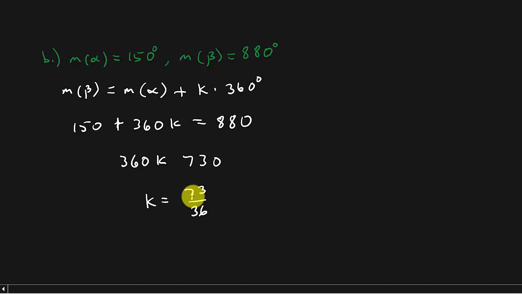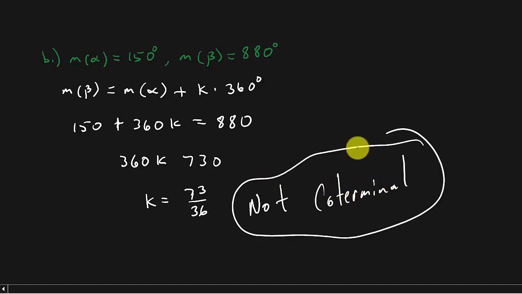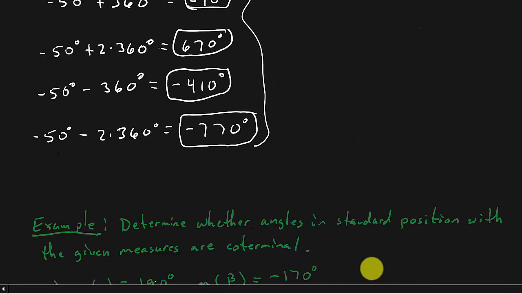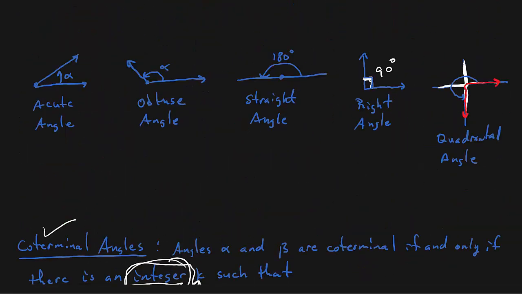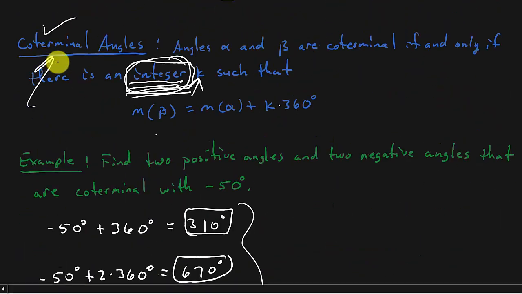That doesn't reduce anymore. Now look at this. Is k an integer? No. So this is not coterminal. And that's all you got to do. So if you plug all this in, if when you solve for k, you get an integer, they're coterminal. If you don't get an integer, they're not coterminal. And that's how you use this property right here.